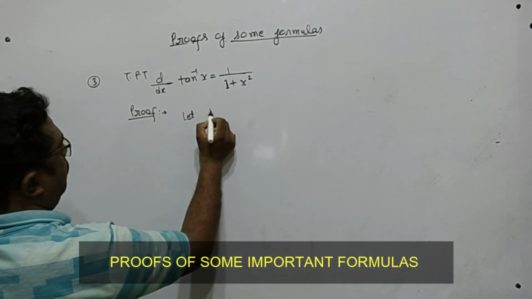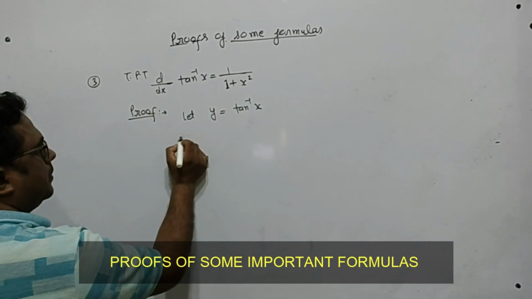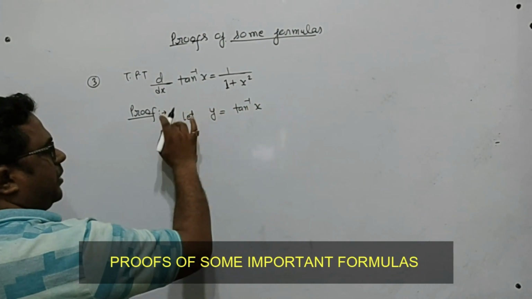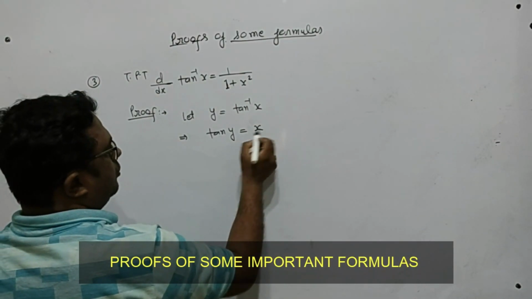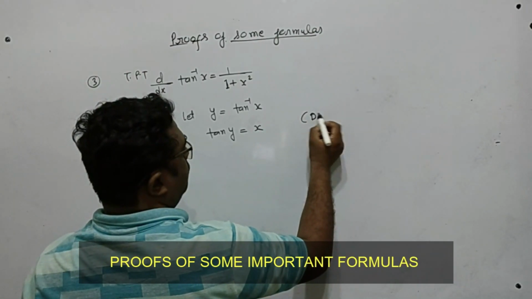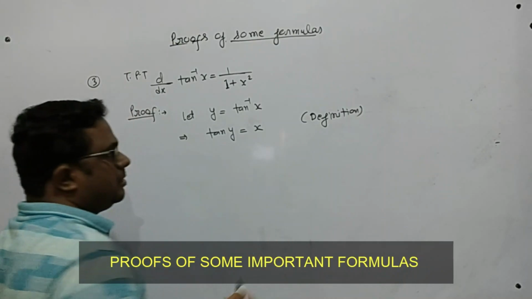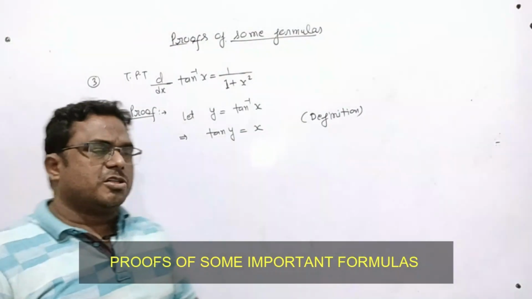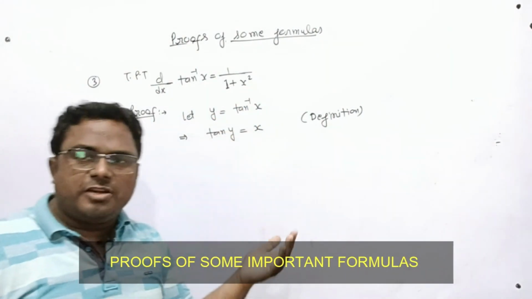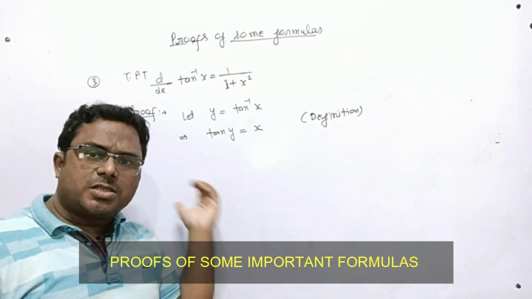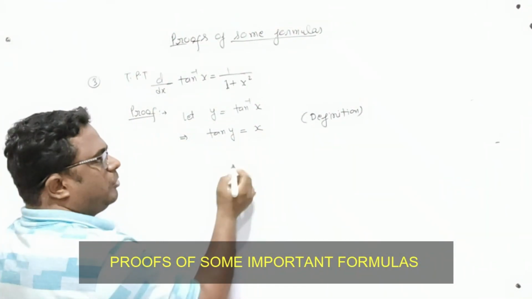Let y is equal to tan inverse x. When tan inverse is shifted to the left side, it will become tan. So tan y is equal to x. It is the definition of inverse trigonometric functions. If you have studied the topic of inverse trigonometric functions, then you might know that when we transfer tan inverse or sin inverse or cos inverse to the other side, the inverse is cancelled out. So tan y is equal to x.